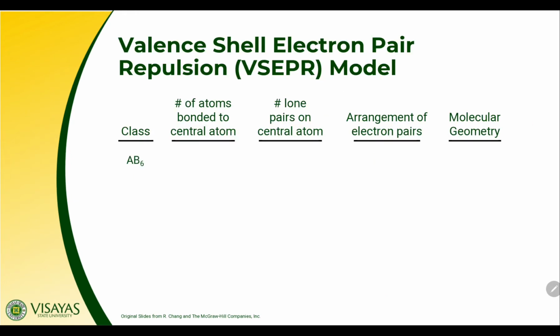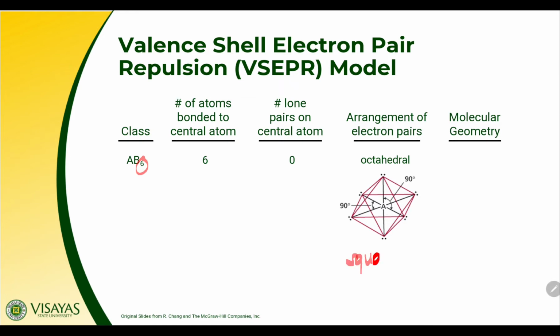Okay, next we have class AB6. Here we have 6 atoms bonded to the central atom, and we still don't have a lone pair on the central atom. The arrangement of the electron pairs is octahedral. This is like a square bipyramidal.